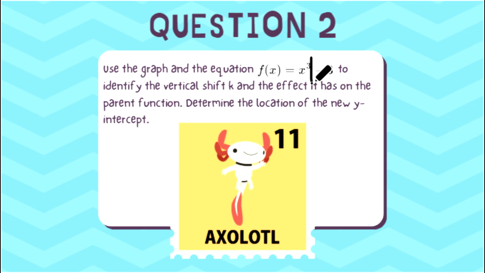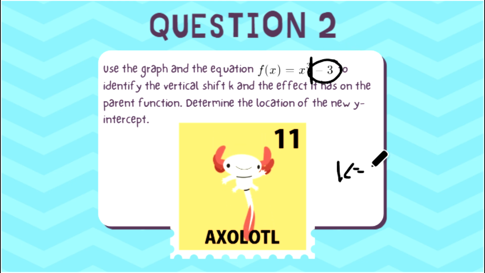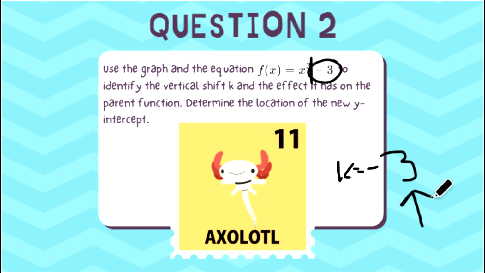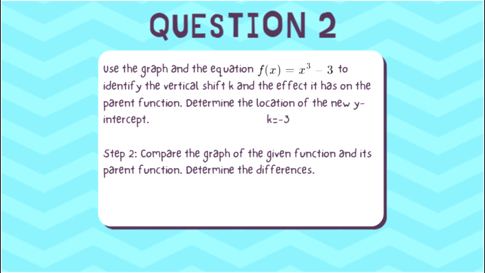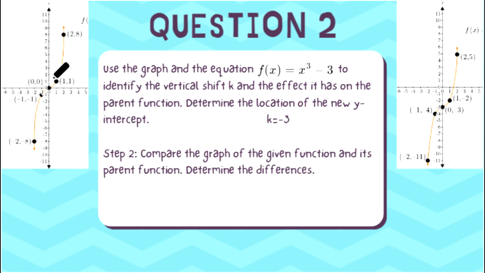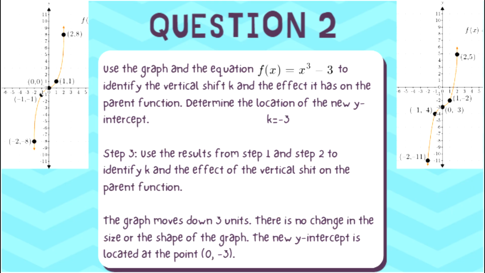Here is the parent function, everything over here. This is the difference, which means that k equals negative 3. So the location of the new y-intercept is 0, negative 3. Okay. So you can see here that originally it's at 0, 0, and now it went 1, 2, 3, and now the y-intercept is at 0, negative 3, which we just established.